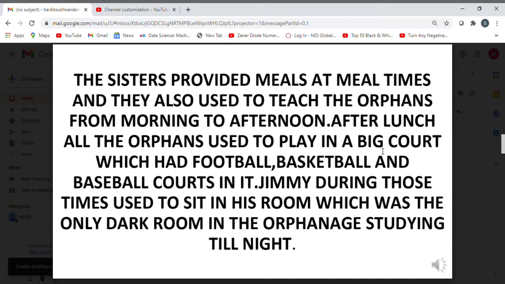But here our main character is different. He has a different sort of character. Jimmy during those times used to sit in his room, which was the only dark room in the orphanage, studying till night. So he had the only dark room and he always studied till night.